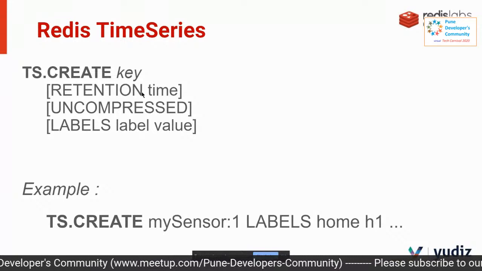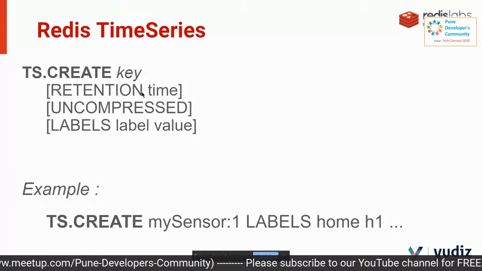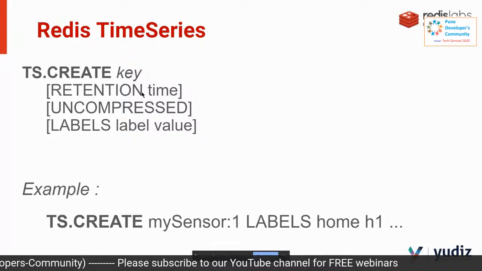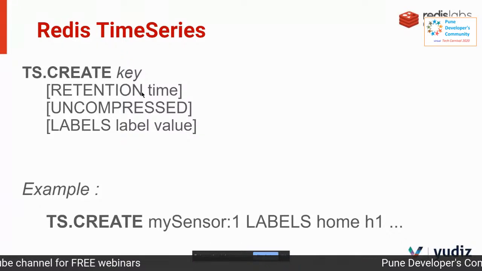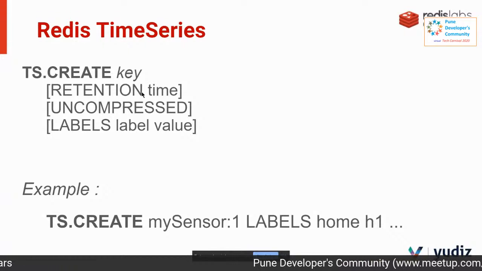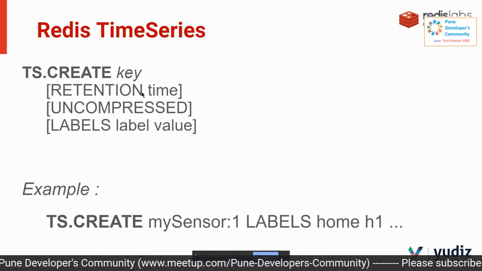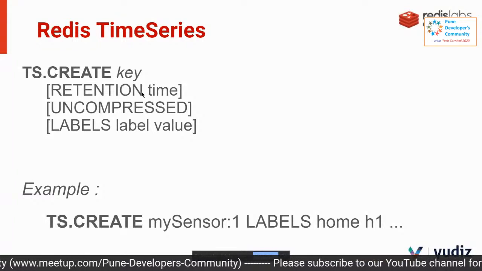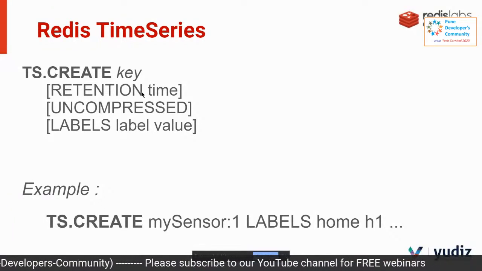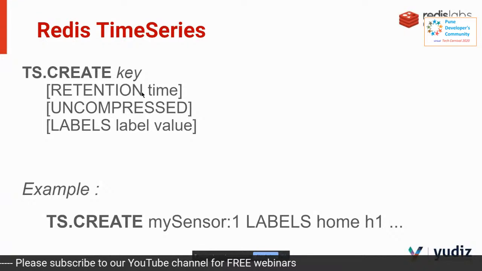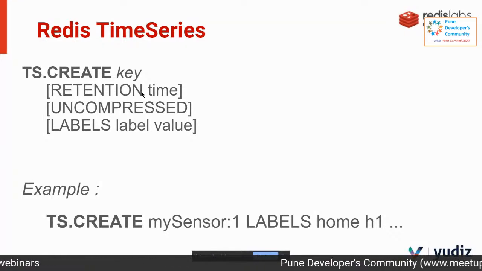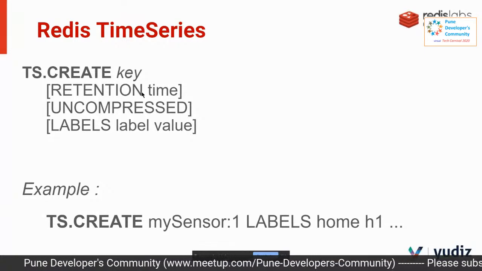There's another option for uncompressed. By default, Redis time series compresses the timestamp as well as the labels and values to save memory space, and we can provide labels, which we can create custom. We can see how we can make use of labels in later slides.